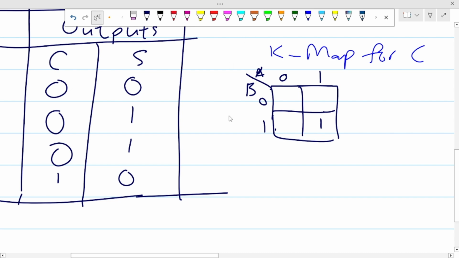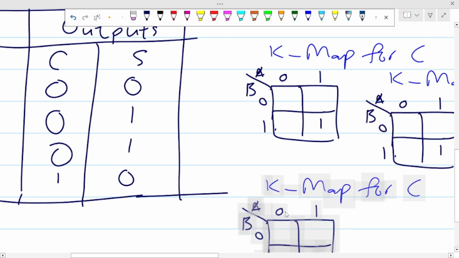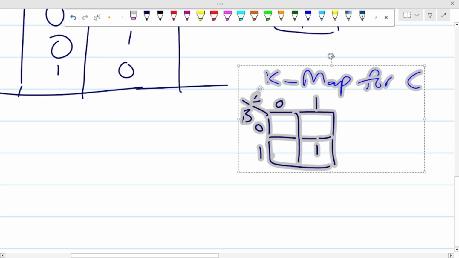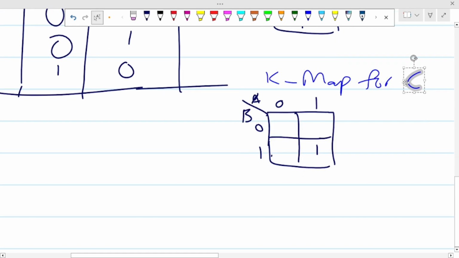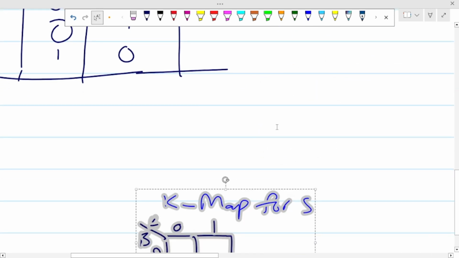Okay, so we'll repeat the same thing, but now for S, which is sum. Note that C means carry and S means sum. So let's duplicate this and use it for the K-map for S. Alright. But we are not through with C. Let me just keep this aside until we are done with C.